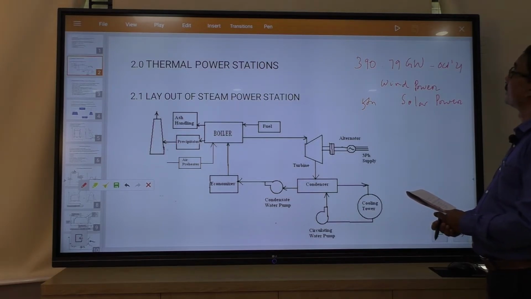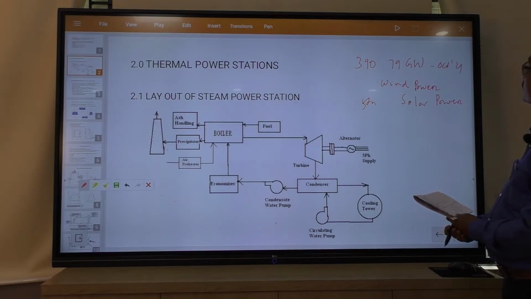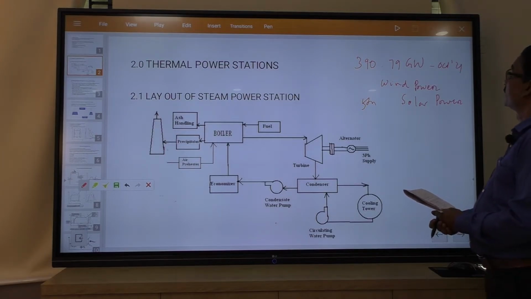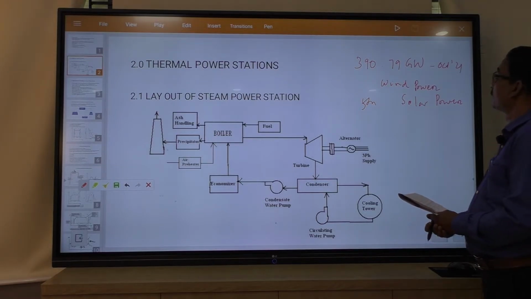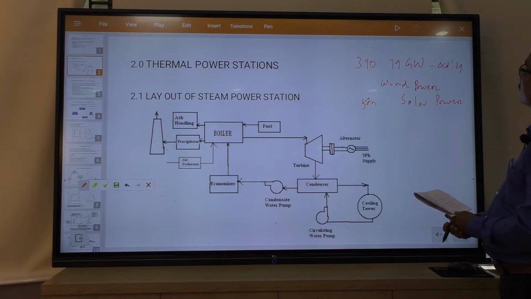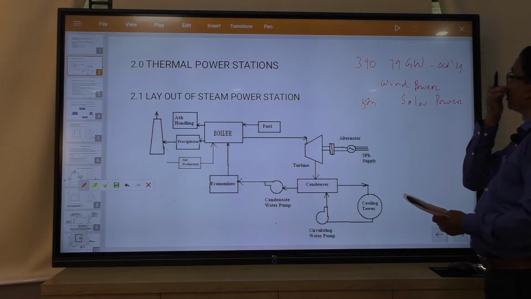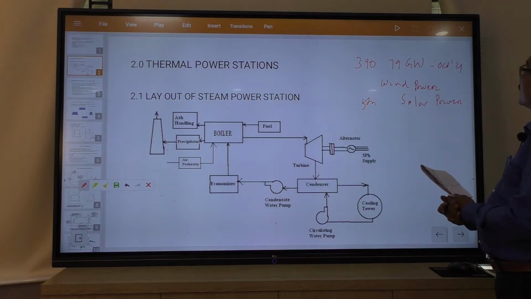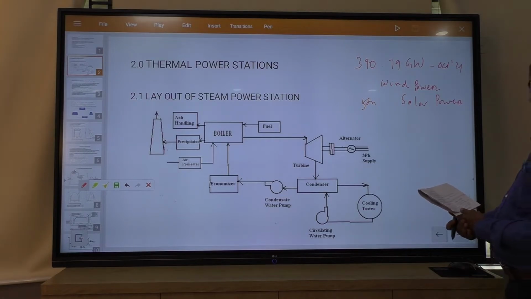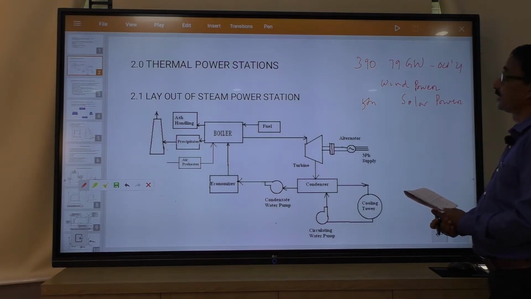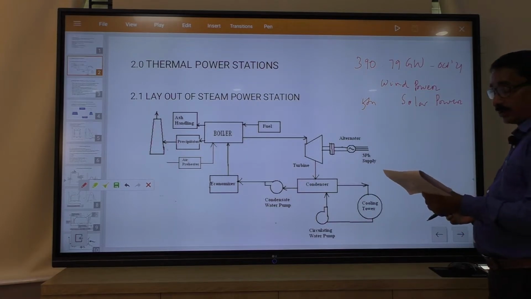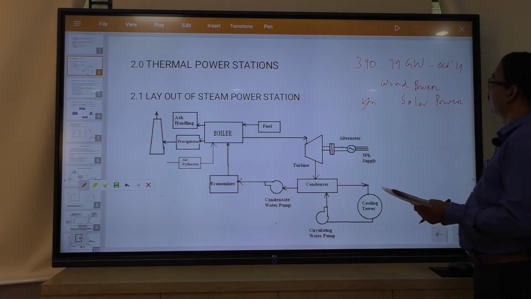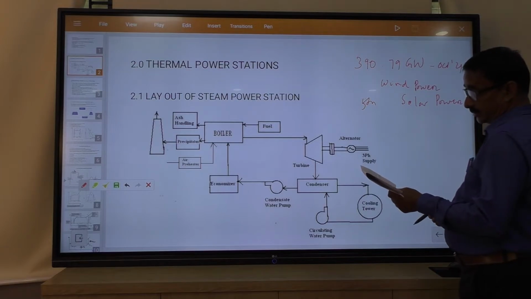But in other cases, there is indirect conversion. That means the heat energy is first converted to work by the turbine. Again, the output of the turbine is the input to the generator, where it gets electricity. That means it is an indirect method for getting electrical energy. But in this solar power plant, you get direct electricity from the sun rays.